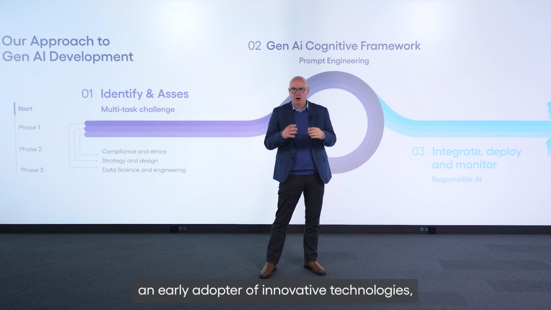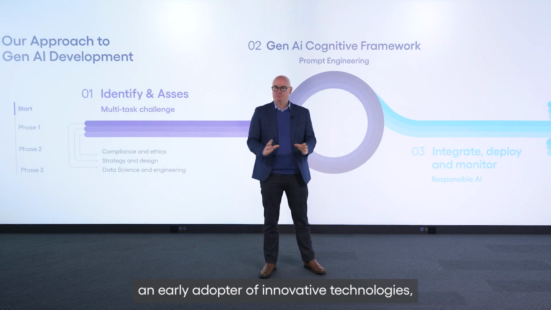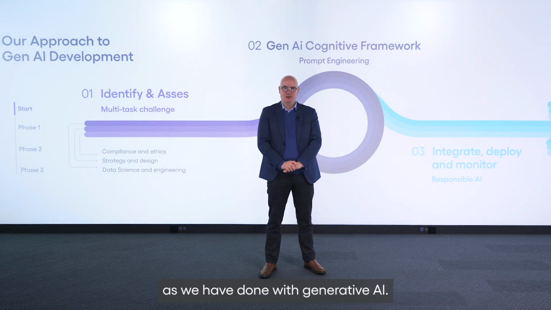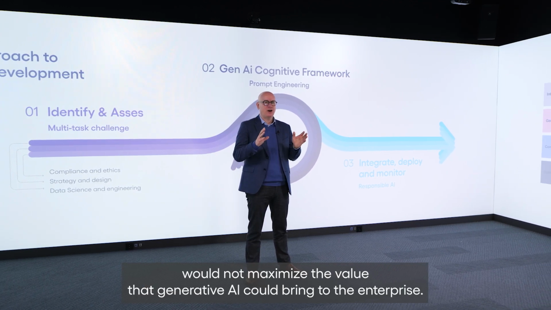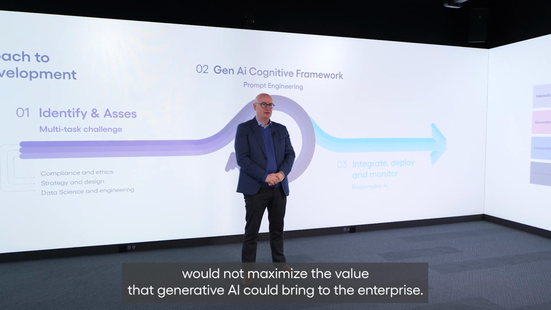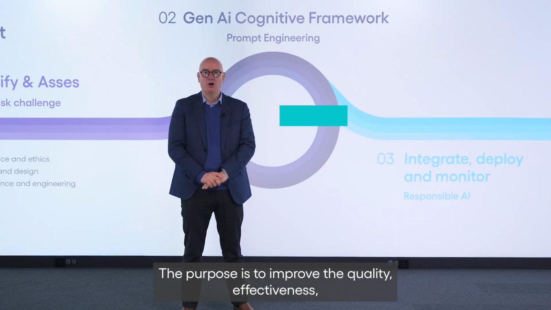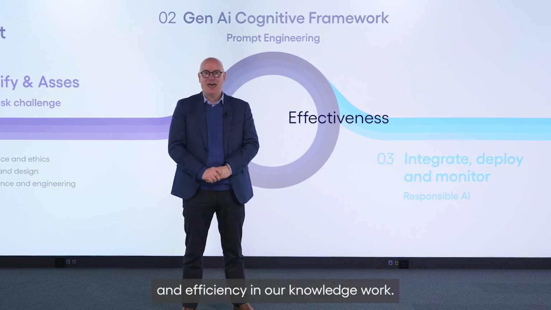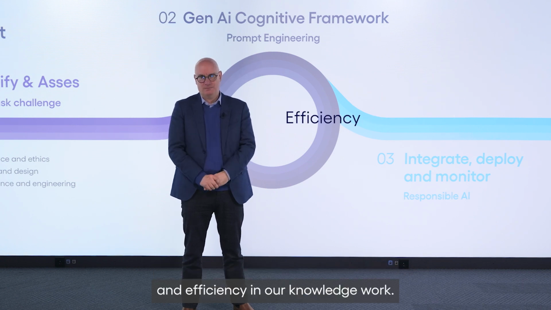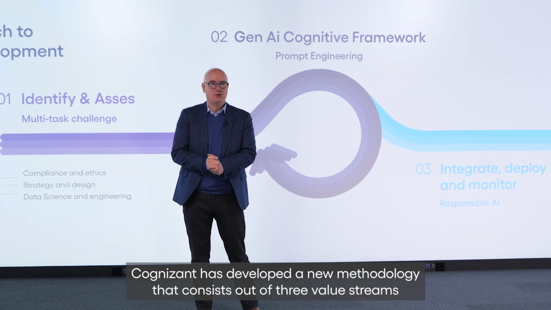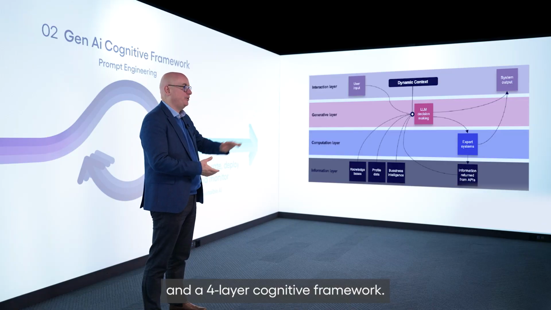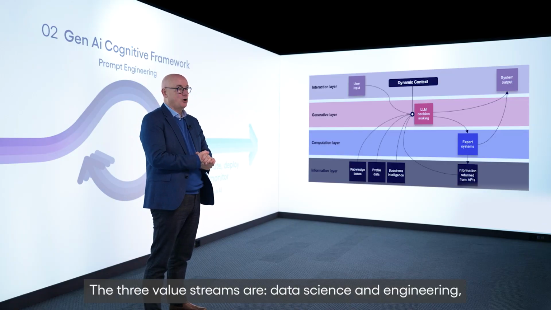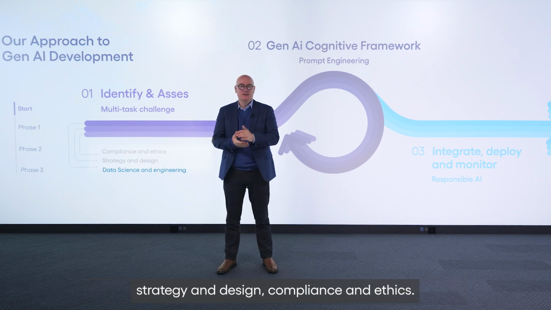Cognizant has always been an early adopter of innovative technologies, as we have done with generative AI. We soon learned that the traditional way of working would not maximize the value that generative AI could bring to the enterprise. The purpose is to improve the quality, effectiveness, and efficiency in our knowledge work. Cognizant has developed a new methodology that consists of 3 value streams and a 4-layer cognitive framework. The 3 value streams are data science and engineering, strategy and design, and compliance and ethics.